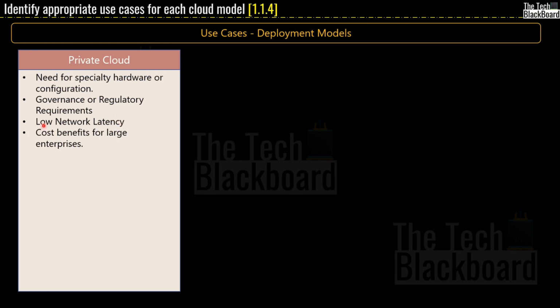The third use case can be the need for low network latency. As I have mentioned many times, cloud computing is totally dependent on the internet, and for companies with some mission critical objective, public cloud might not be the most suitable choice, thus making private cloud a better choice. And then we have the fourth use case, cost benefits for large enterprises. So friends, you need to understand that some of the organizations are too big, and thus for them setting up their own private cloud is more cost effective. So these are a few use cases where private cloud is most suitable.